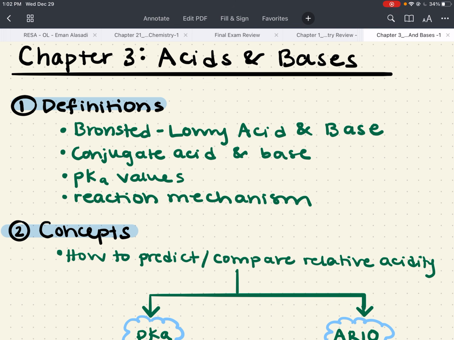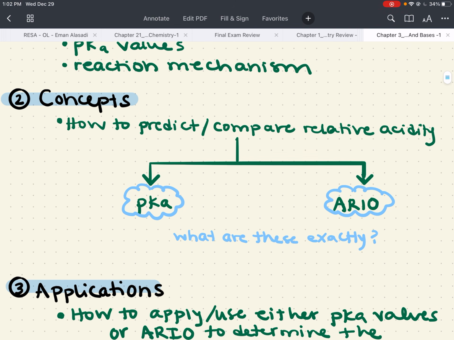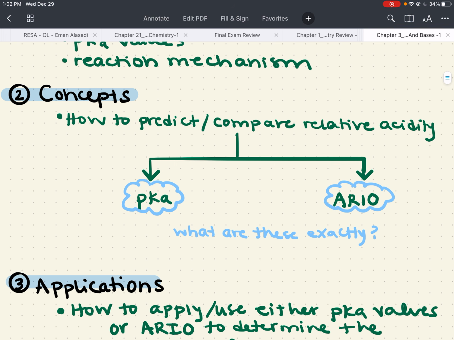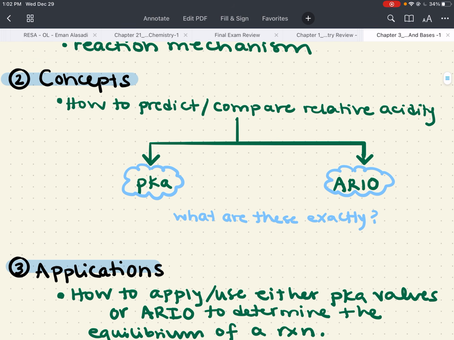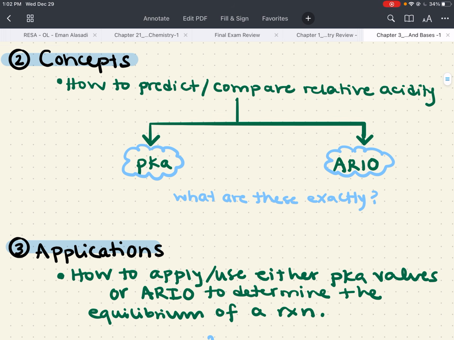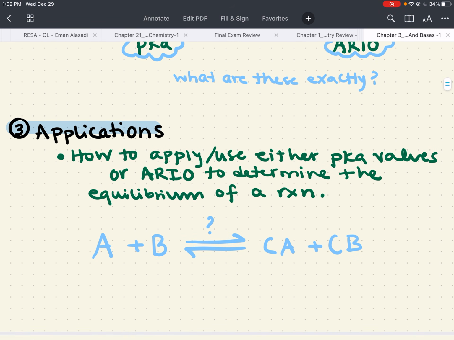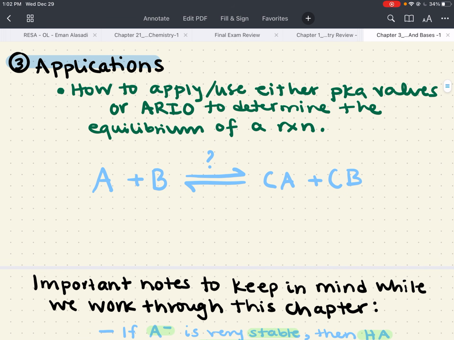And then from that, we're going to cover some fundamental concepts that are going to help us predict and compare relative acidity. And these are the pKa values and the OREO method. And finally, we're going to learn how to use either pKa values or the OREO method to determine the equilibrium of a reaction. Where does the equilibrium lie? Are the reactants or are the products favored?